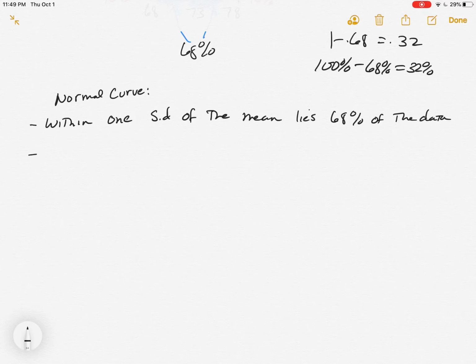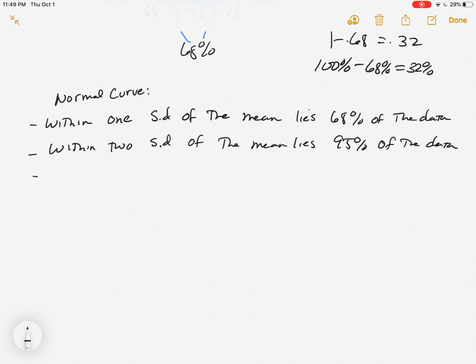Within one standard deviation, 68%. Within two standard deviations of the mean lies 95% of the data. And within 3, and you'll see why we stop at 3, standard deviations of the mean lies almost everything, 99.7% of the data.